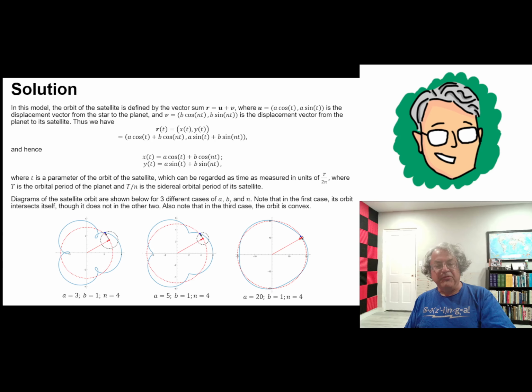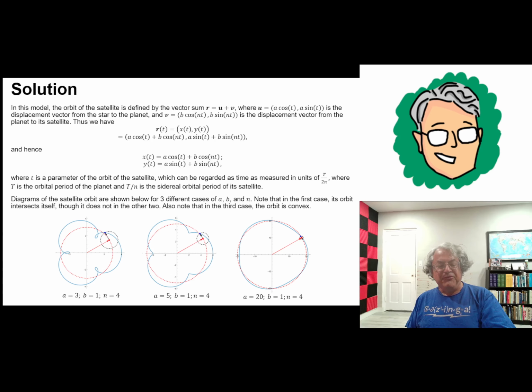And then I have pictures on the bottom. They say a picture's worth 1,000 words. So I have three cases shown on the bottom here. For each of these three cases, b is equal to 1 and n is equal to 4. That means that the satellite is orbiting its mother planet 4 times every time the planet orbits the star once. And I think you can kind of see what's going on here. We get three very different kinds of behavior.